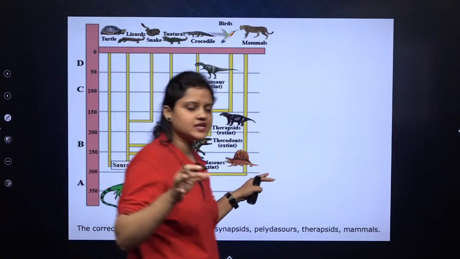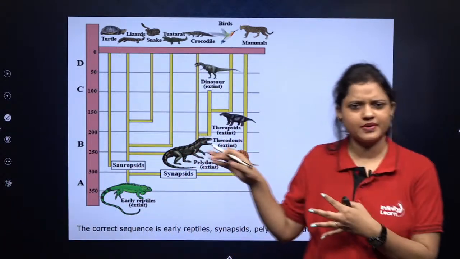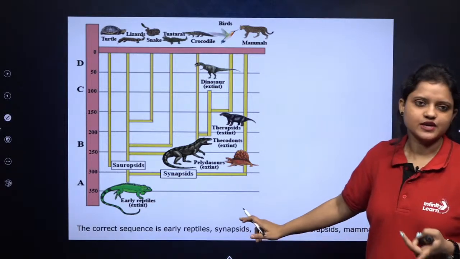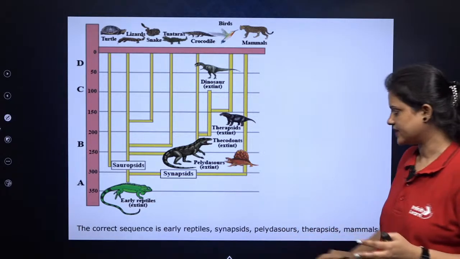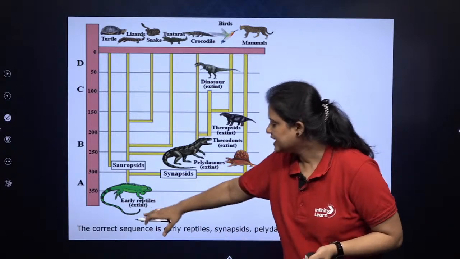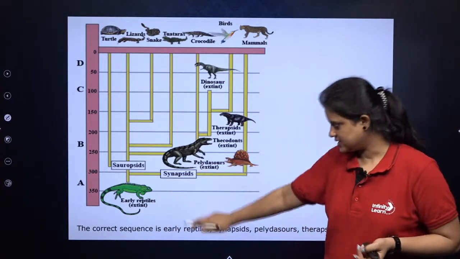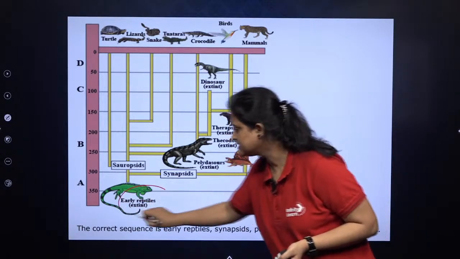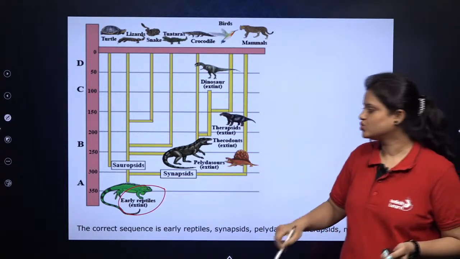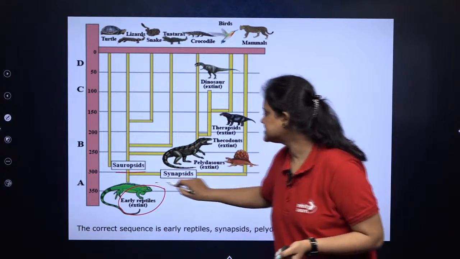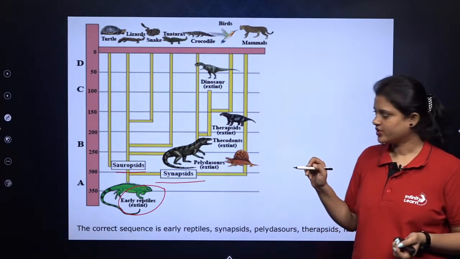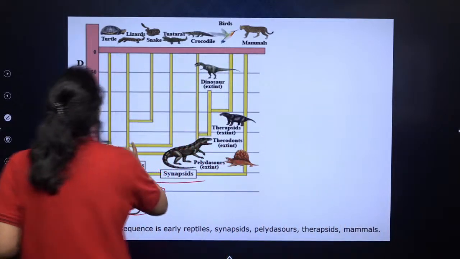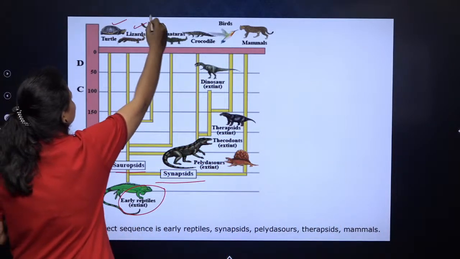Everybody has seen this diagram and mostly you skip it, isn't it? You don't notice the details that are given here, and questions can be asked from there. Now, early reptiles that were extinct, can you see here? Early reptiles that were extinct gave rise to sauropsids and synapsids. Okay. Now, sauropsids gave rise to reptiles.